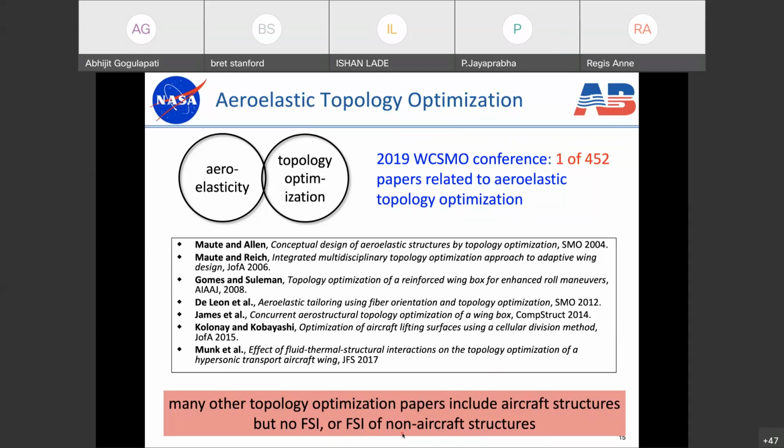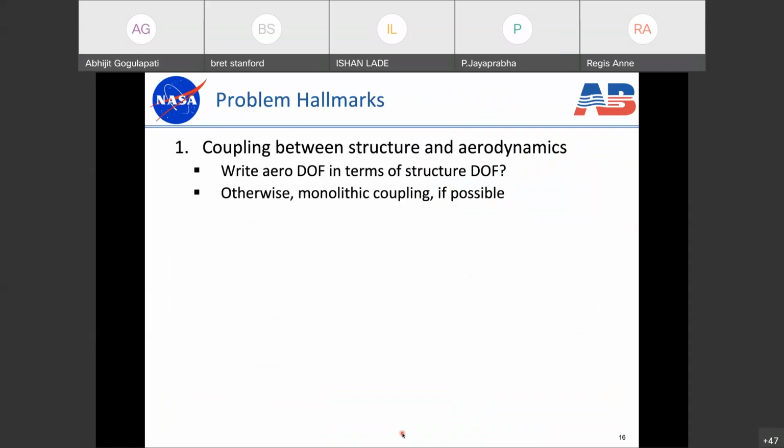So for example, you might have a flexible filament or a flexible cantilever beam submersed in flow, right? And then you might do topology optimization within that beam. And so this is a very interesting application of topology optimization, but it's not necessarily what we're after today. We do want an aircraft focus, an aeroelastic focus. So having said all that, what are the hallmarks of an aeroelastic topology optimization problem? And I'll run through a few of them here.